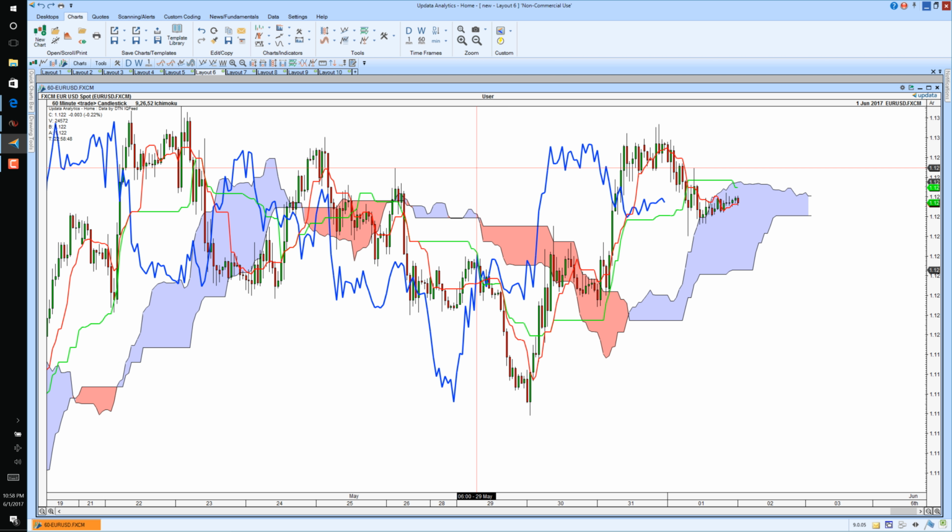This is just to give you some of the technicals that I look at on a daily basis. That makes my trading a lot easier and gives me less of a headache.